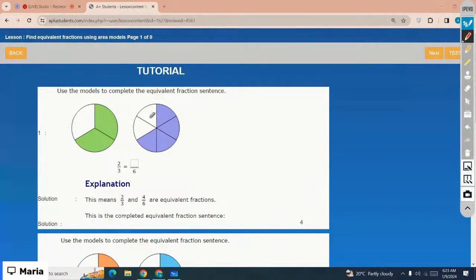For this one, the total portions are 1, 2, 3, 4, 5, 6, and 4 are colored. That would be 4 out of 6. If you see both the shades, they have exactly the same portion colored, right? They are exactly equivalent. Got it? So the correct option is 4 over 6.